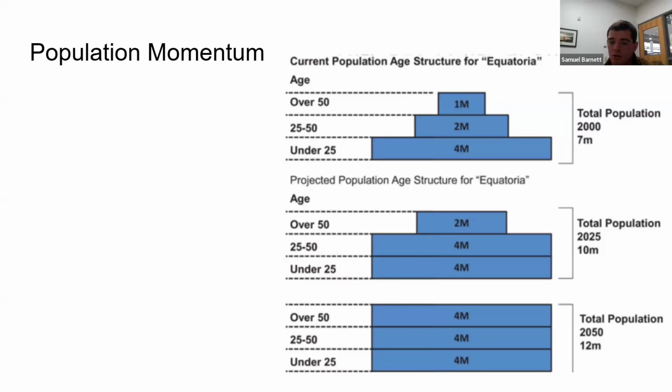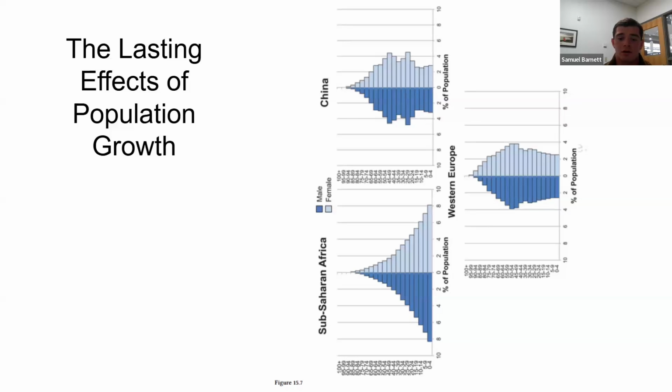The lasting effects of population growth. So as I talked about earlier, sub-Saharan Africa has very large differences in mortality rates and fertility rates. So we can see that pyramid shape coming out of the graph here in figure 15.7, along with the fact that death rates are not as high, which will drive up our pyramid here, which makes it a lot easier to see.